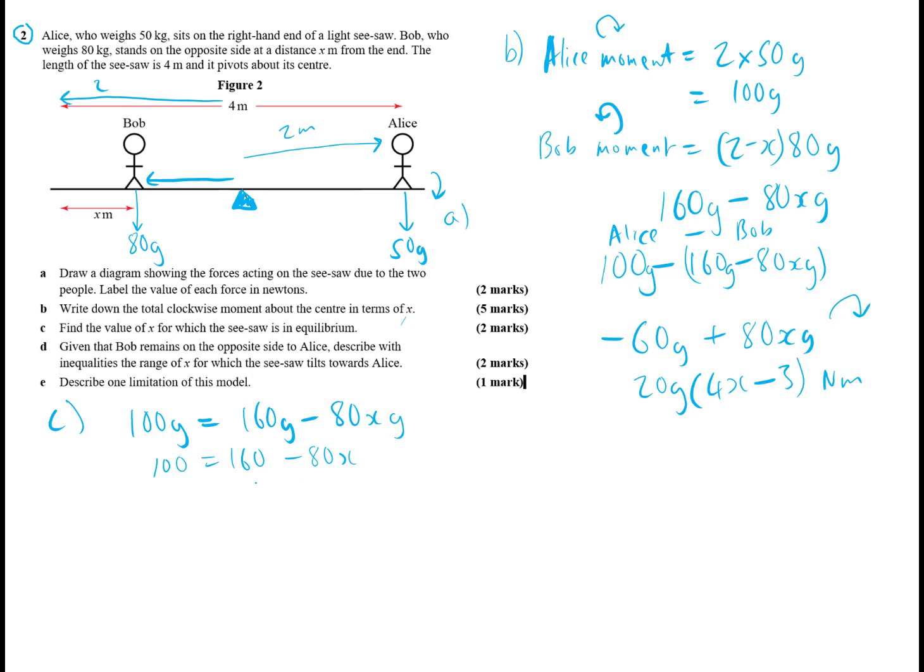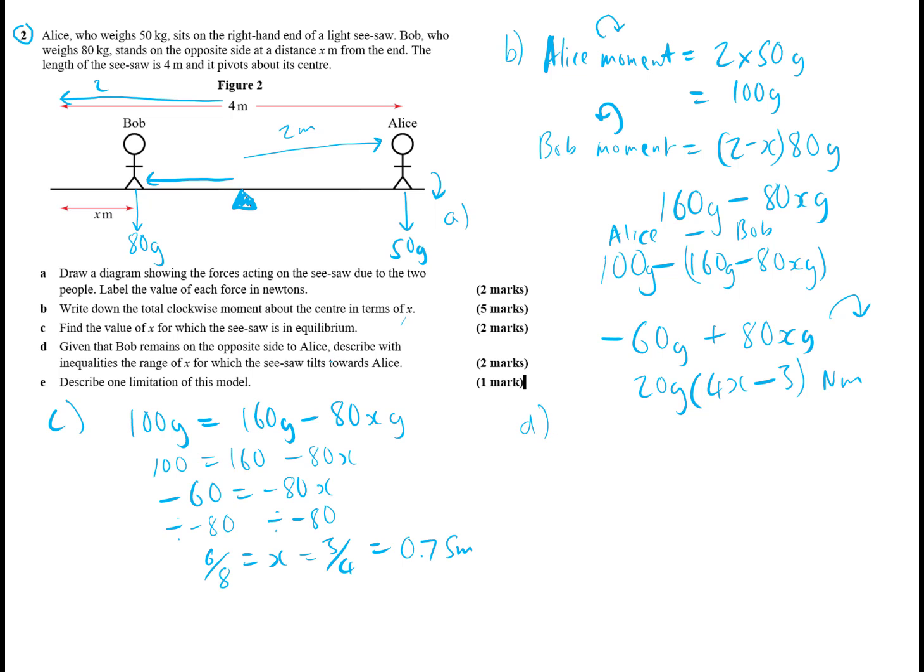I'm going to minus 160, so minus 60 equals minus 80x. Divide by minus 80 on both sides. So you get 6 over 8 equals x, which is the same as 3 over 4, which is, in the context of this question, 0.75 meters. That's part C done, a nice easy 2 marks. So let's do part D here.